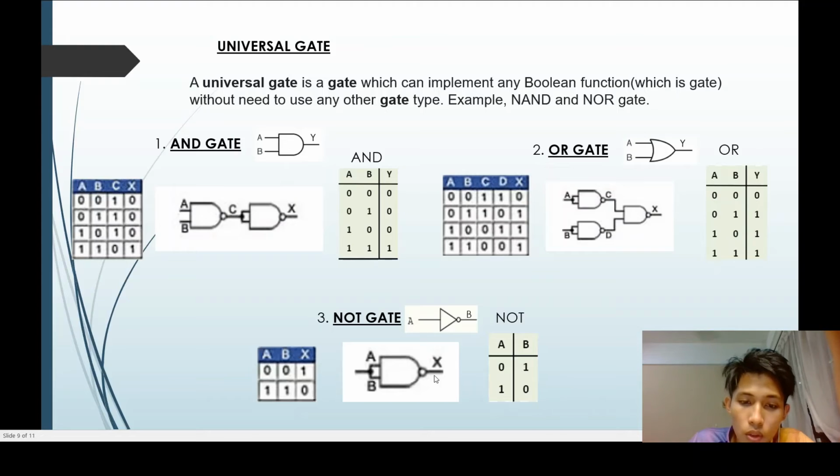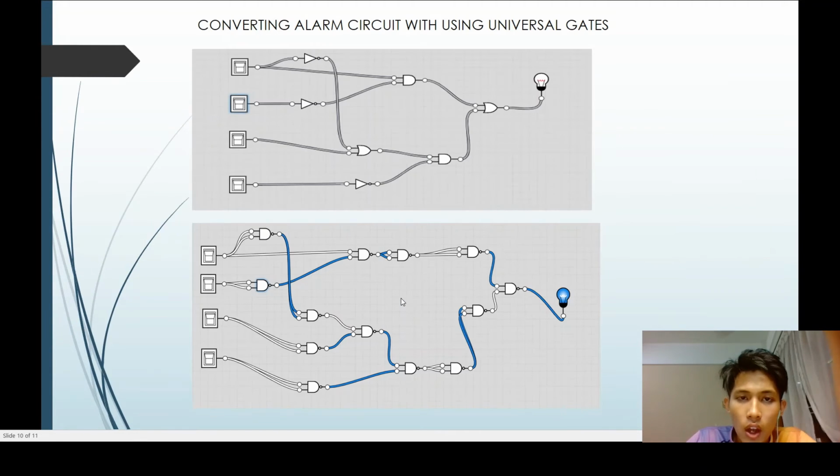So it's the same. So this NAND gate can produce a NOT gate also, but make sure that the input for the NAND gate is only one input. So we already know the universal gate, which is the NAND gate. They can produce another gate by a different arrangement of NAND gates. So we proceed to how to convert the alarm circuit just now by using the universal gate.